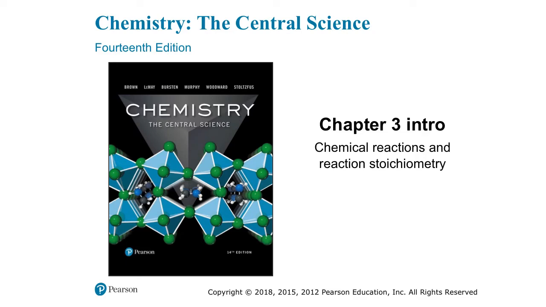Chapter 3 is on chemical reactions and reaction stoichiometry. This chapter is about quantifying details within chemical reactions. So doing things like calculating yields of a reaction, how much product do we expect to form, maybe how much of one reactant do you need to react with another reactant. And then we also discuss how you determine formulas from some data that you might find, like percent composition data.